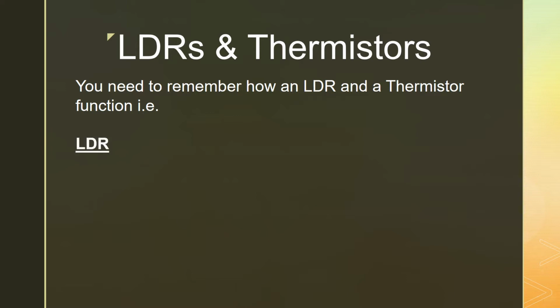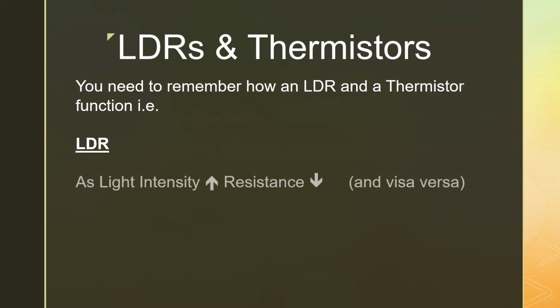So let's start with an LDR. That's a light dependent resistor. The clue is in the name. The resistance of that depends on the light intensity shining on it. What you need to remember is that as the light intensity goes up, the resistance is going to come down, and obviously vice versa. So if the light intensity goes down, the resistance is going to go up.